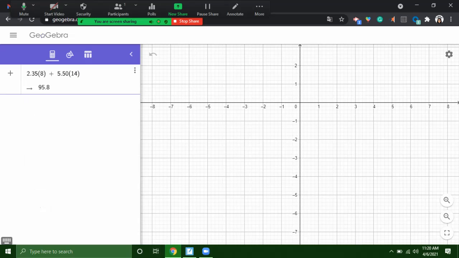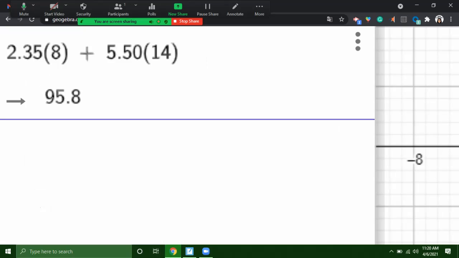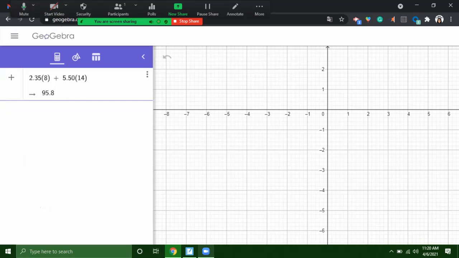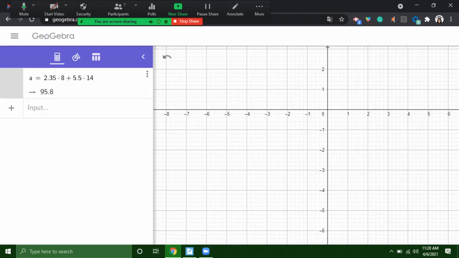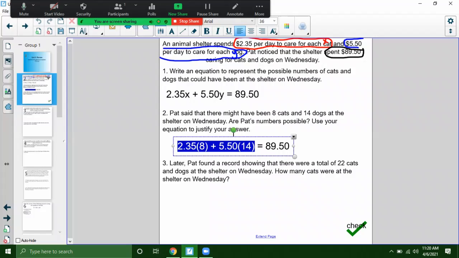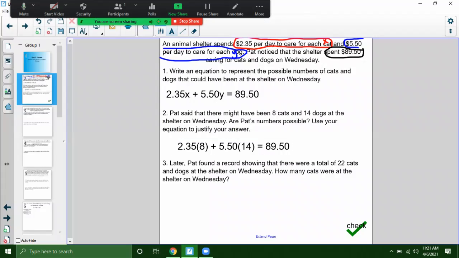Now, if you see my screen right here, the total over here for 8 cats and 14 dogs will be $95.80. So that doesn't make sense because we're actually trying to get to $89.50. So having 8 cats and 14 dogs will actually be more than what is said here. So that is not true. It's not equal to $89.50, it will actually be equal to $95.80.